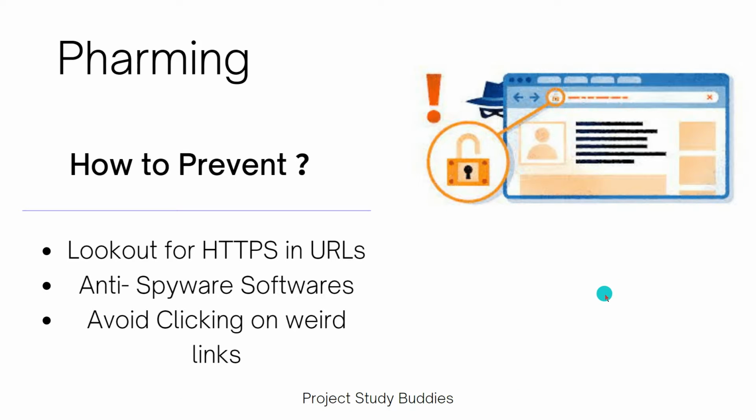Right, so how are we going to prevent pharming? You have to look for HTTPS, or the lock sign, whenever you load a website. HTTPS is like a certificate certifying that this is a real website registered in the domain, not a fake website that tries to phish your information. And you can install anti-spyware software and avoid clicking on weird links that are not legit.